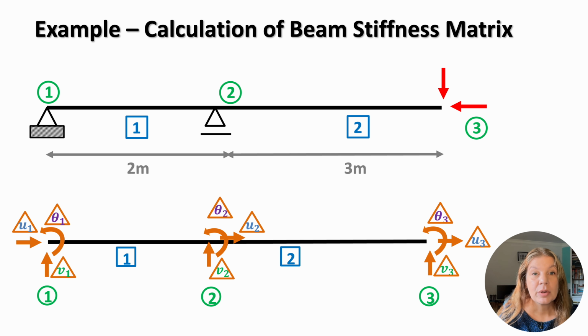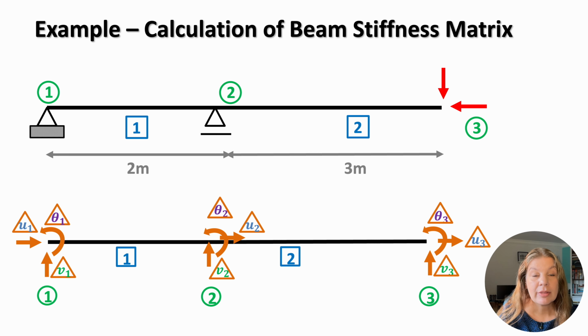Let's demonstrate this once again, but with some numbers this time. So we're taking a beam with 3 nodes at key positions of interest. Node 1 is the pin support, node 2 is the roller support, and node 3 is at the end of the overhang with 2 point loads. And once again, 2 elements.